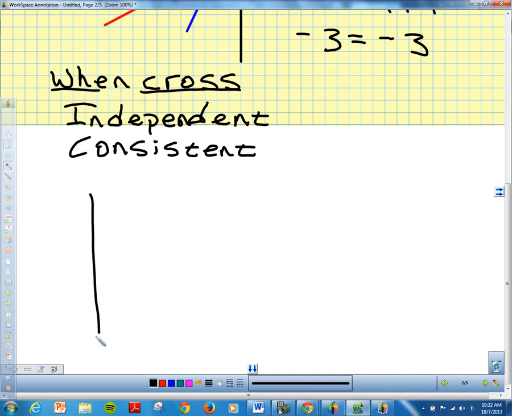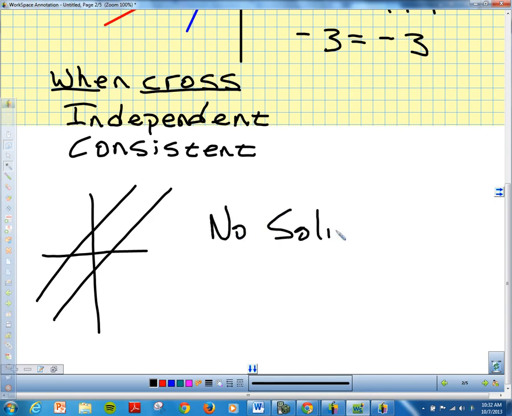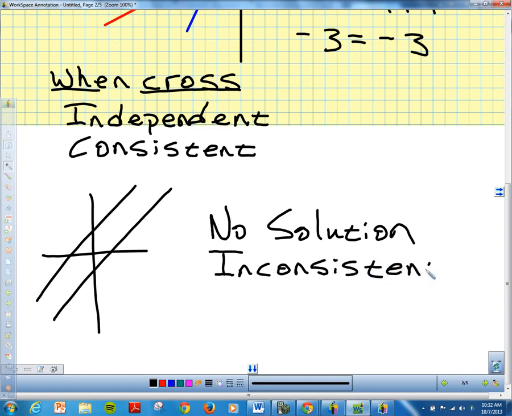So if we have a graph like this, where we have 2 parallel lines, then there's no solution, right? Because the lines never cross. And it's inconsistent. So you have to know this independent, inconsistent, consistent thing.